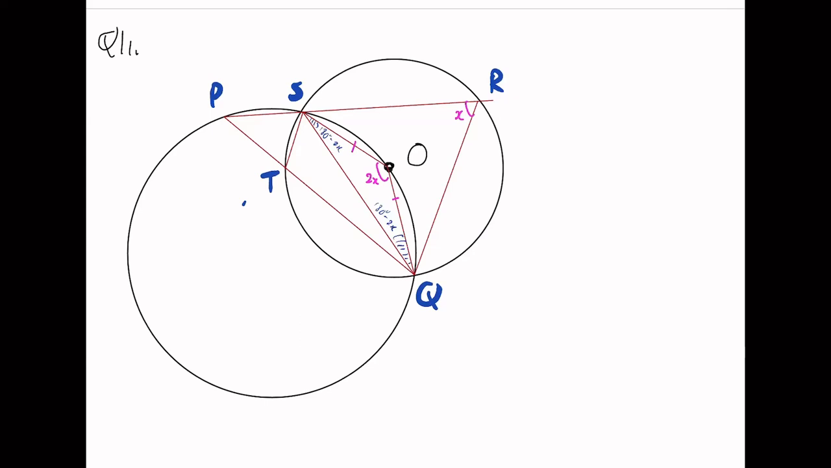Wait, I want to prove this is this, right? PQ equals PR. Maybe I'll label it like this. So this should be x, correct, if it's an isosceles triangle. So our goal is to show that this large angle, this yellow one, is x. How?